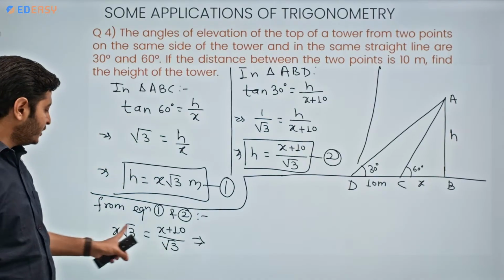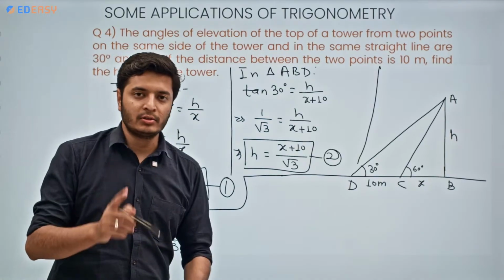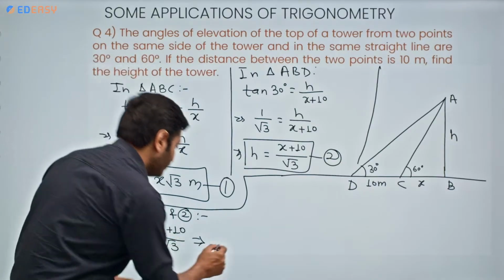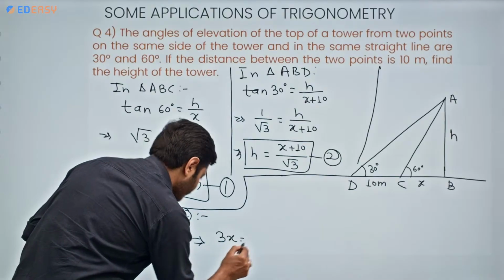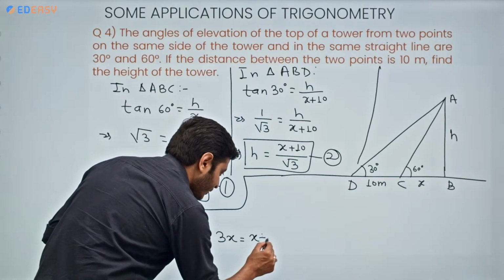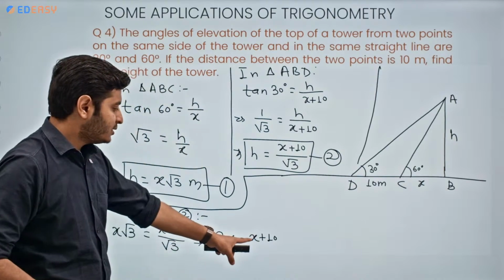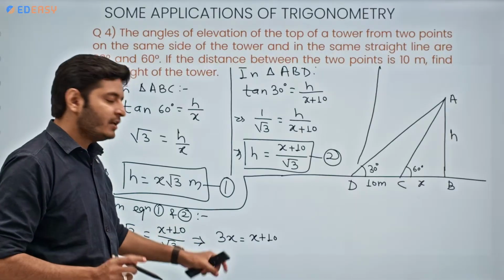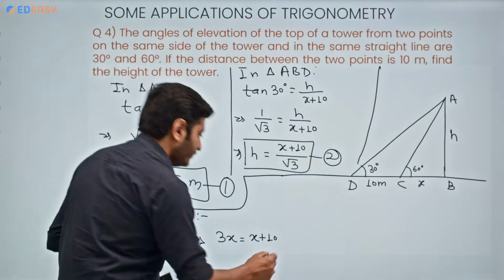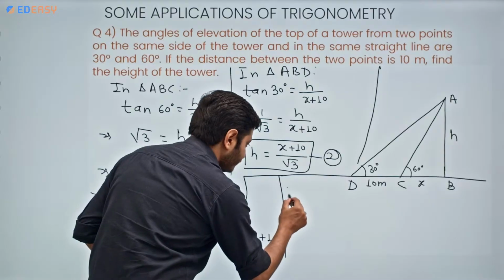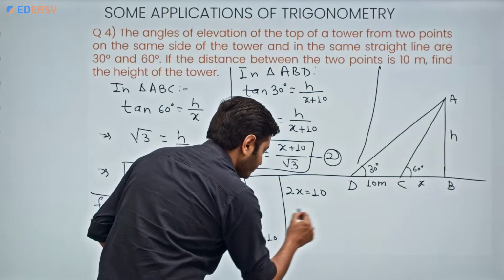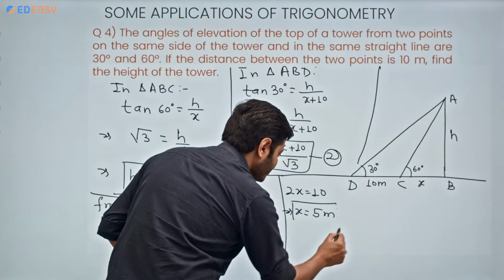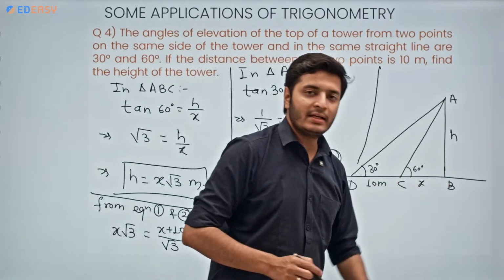Transpose this root 3 to the left side. So it will become x root 3 into root 3, root 3 square, that will be 3. So it will become 3x equals x plus 10. This x I can bring to the left side, so it will become a negative term. So 3x minus x, 2x. So this gives us 2x equals 10, or simply x equals 5. So the distance between C and B is 5 meters.